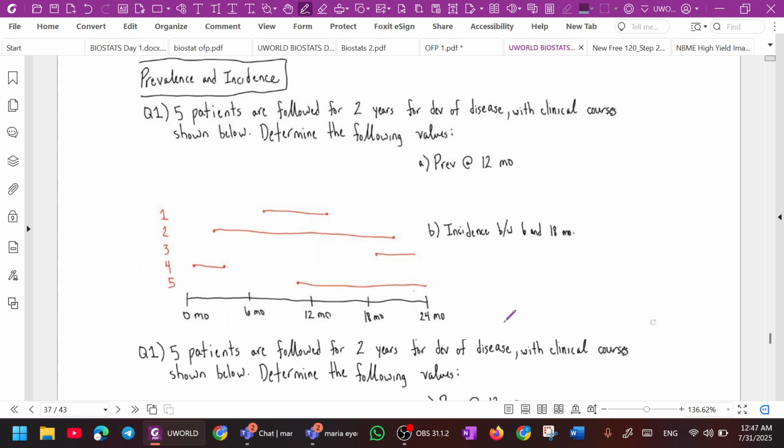Maybe it will. Incidence is the number of new cases, isn't it? If the patient is previously diseased, they are ruled out. So 2 is ruled out on that basis. 4 is out of the question, and 2 is ruled out on that basis. In 1 and 5, in these two, the disease actually started within 6 to 12 months. That's why the incidence is 2 by 3. That's why 2 is in the numerator. And do you know why 3 is in the denominator?